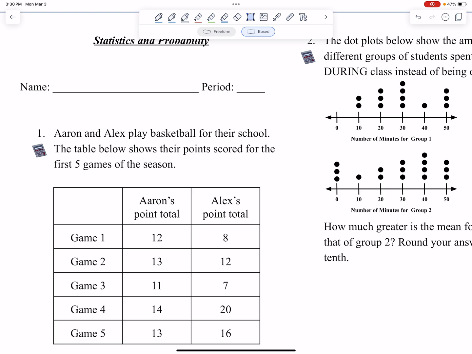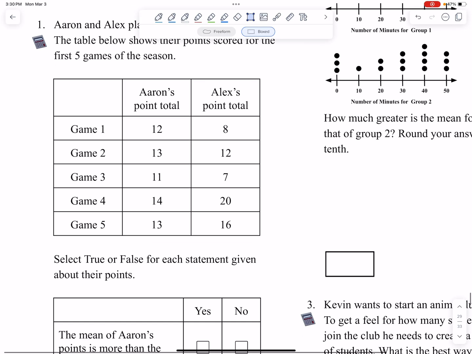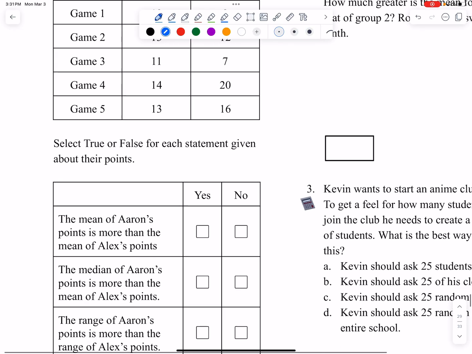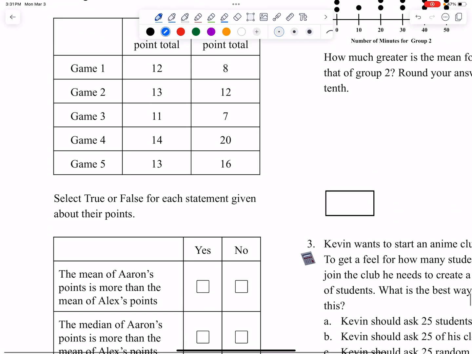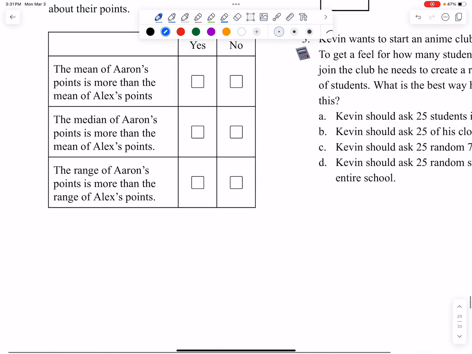So let's see. Aaron and Alex play basketball for their school. The table shows their points scored for the first 5 games of the season. Okay, so I guess we are comparing, right? Versus. So select true or false for each of them given about their points. The mean, the median, and the range. So we are comparing a lot of this stuff. So let's do the math. Do I have room? Yes, right there.